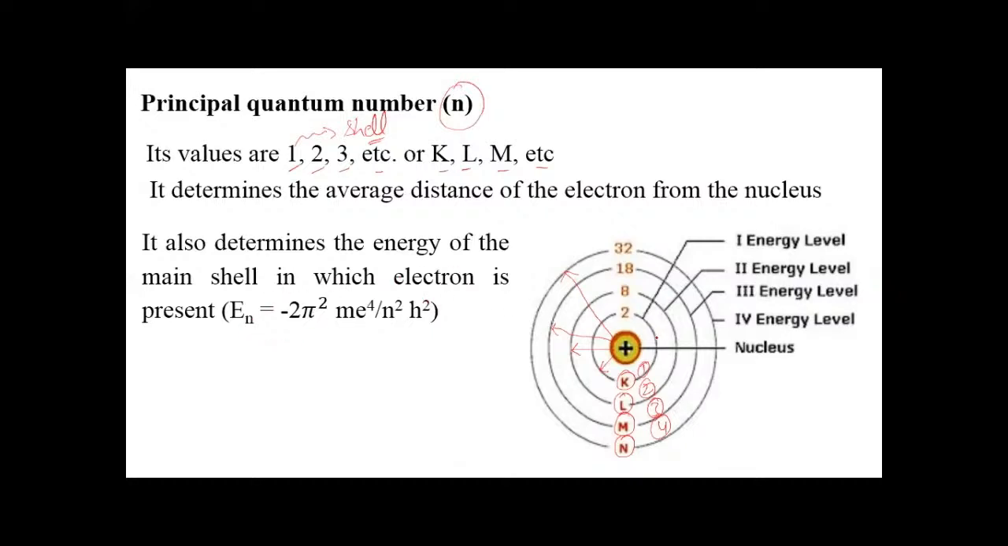So the energy of the fourth shell is more and the energy of the first shell is very low. Or we can simply say, as we move far away from the nucleus, the energy of the shell increases. Or we can say the energy of the fourth shell is more than that of the first shell. Okay, so the energy of the first shell is low and the energy of the fourth shell is high.